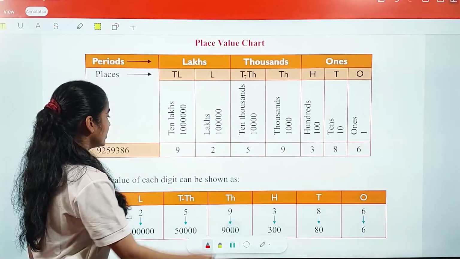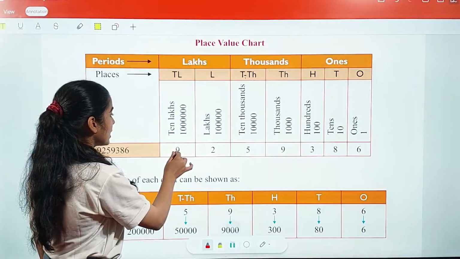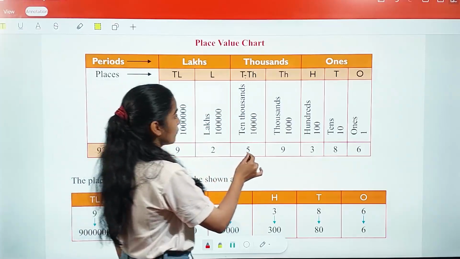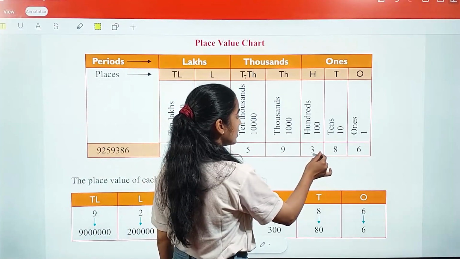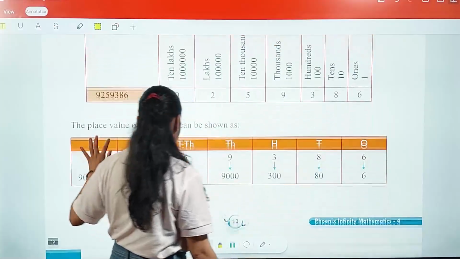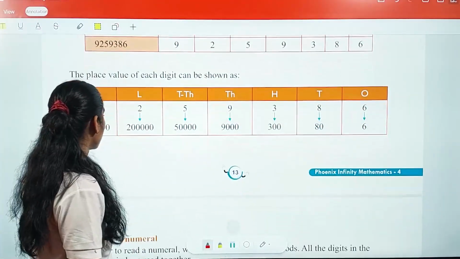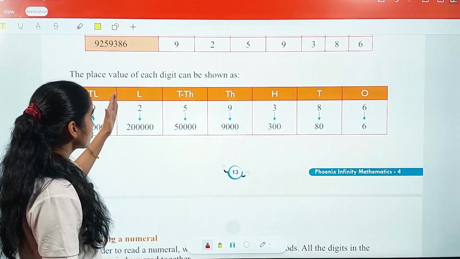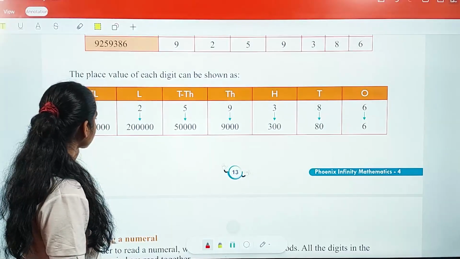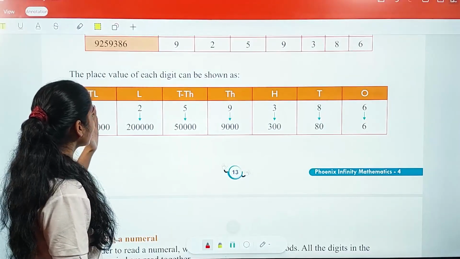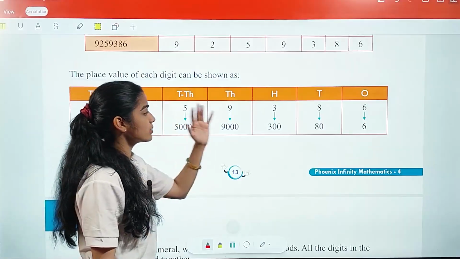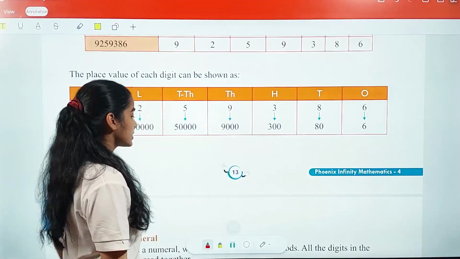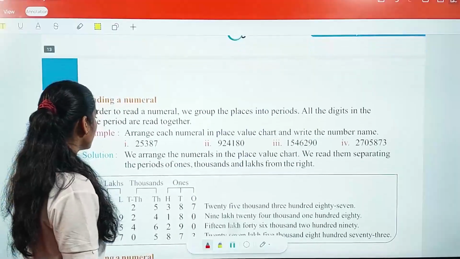So how do we read it? 10 lakh. So 92 lakh 59,386. In that way we can read this. Now 90 lakh, 10 lakh, 2 lakh, 5,000, 9,386. Okay. Reading our numeral.